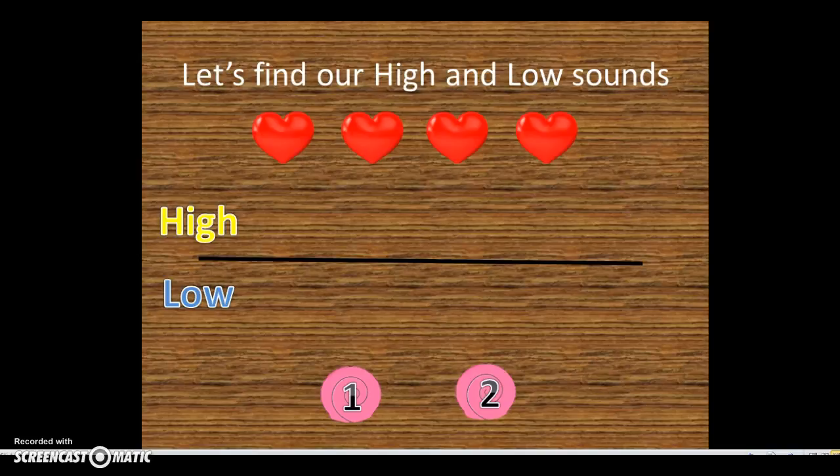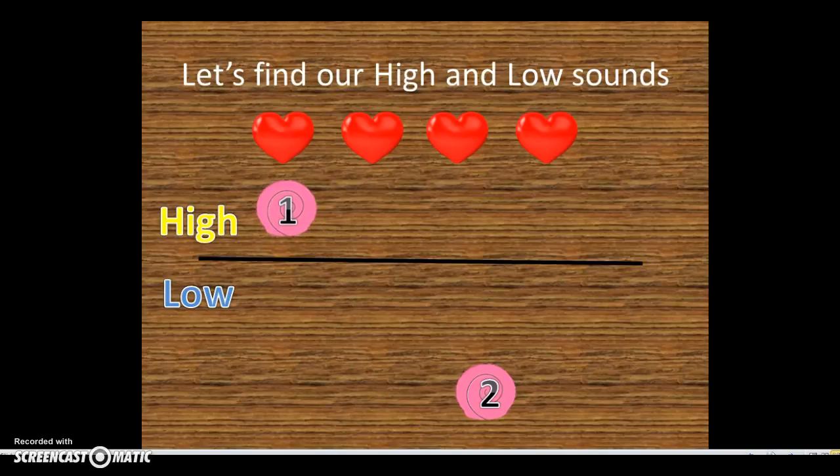All right, so let's listen to Snail Snail one more time and see where that very first sound goes. Snail, snail, snail, snail. So the first snail, is that a high or low sound? Is snail high or low? You got it. It's high.